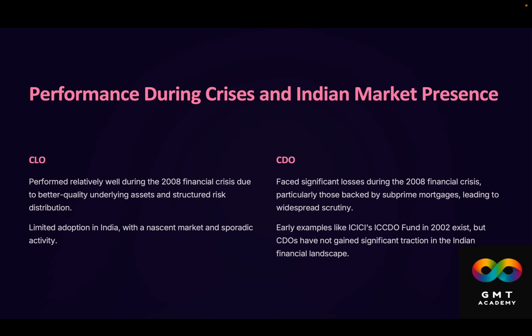But CDO faced significant loss during the 2008 crisis due to being backed by subprime mortgages, because its underlying assets were not strong in the 2008 crisis. They considered MBS, ABS, student loans, and very risky products as underlying assets. Due to that, they did not sustain in the market very effectively. An early example of this is the ICICI 2002 exit, but CDO did not gain significant traction in the Indian financial landscape. Due to this, the funds also did not perform very well.